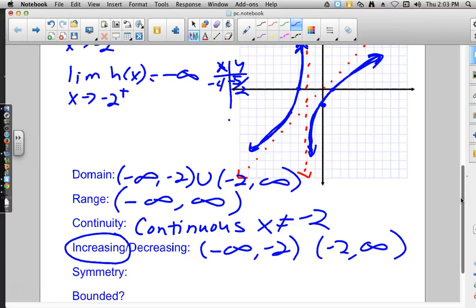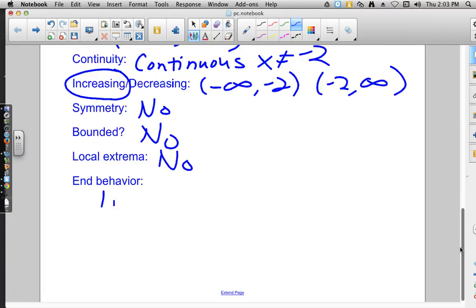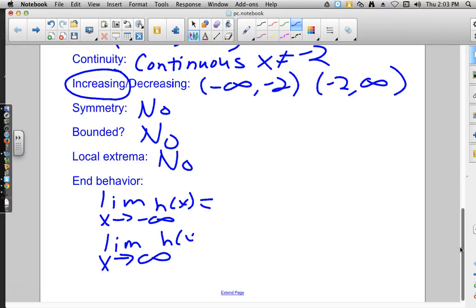Symmetry, well, no. I mean, we'd like to think there is, but there isn't that even or odd symmetry that we're looking for. This is not bounded above and below. Local extrema, didn't get any of those. But of course we have end behavior. So the limit as x approaches -infinity of h of x, and the limit as x approaches positive infinity of h of x is what we're interested in.